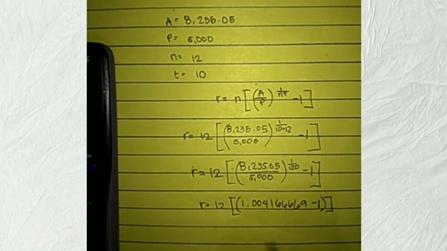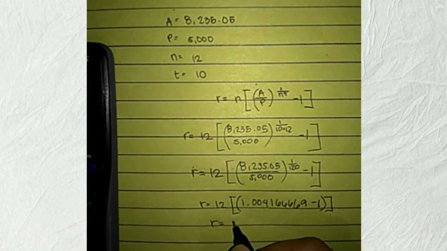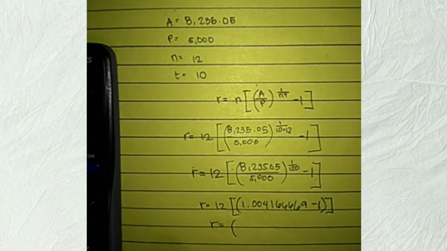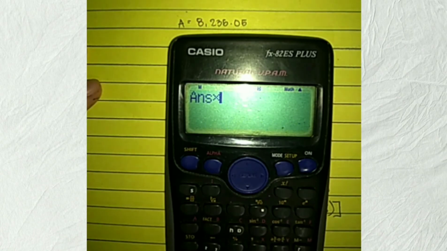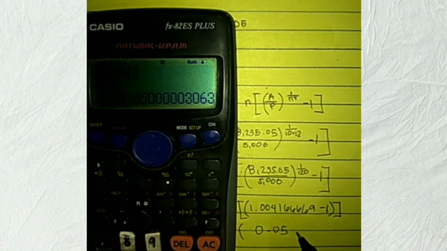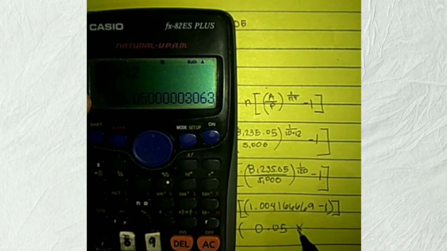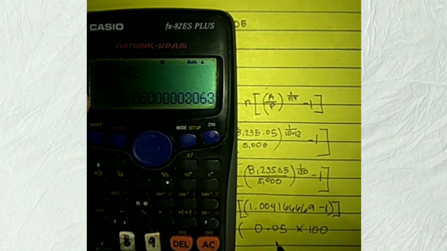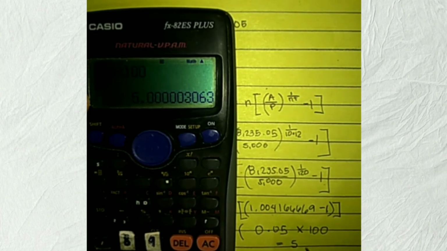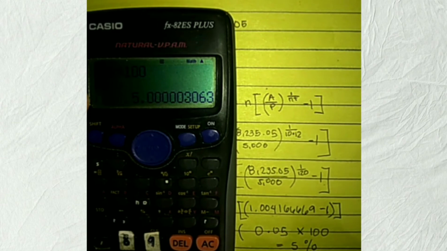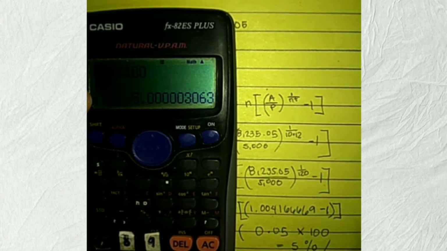And last, we will directly put it in our calculator. 12 multiplied by 1.00416669 minus 1 is equal to 0.05. 0.05 multiplied by 100 to get the percentage equals 5%. We get the right interest rate using our formula.